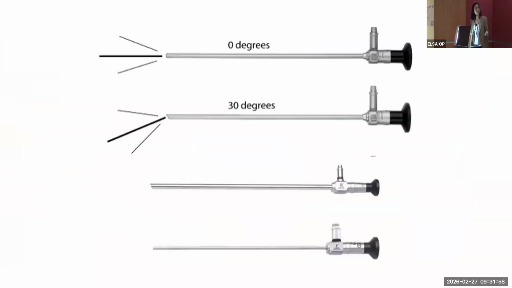So we have several types. We have the 0 degrees, which usually the gyne uses, or we use this when we do optical entry. So it's flat at the end. There's no angulation. The 30 degrees, we have an angulation here. So it helps us more with seeing different angles during our surgery. So we also use this for laparoscopic colposcopy as well. And we have also two types in terms of the size. We have a 10mm one and a 5mm one.